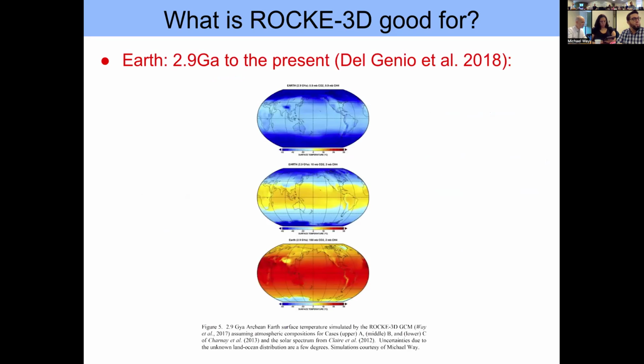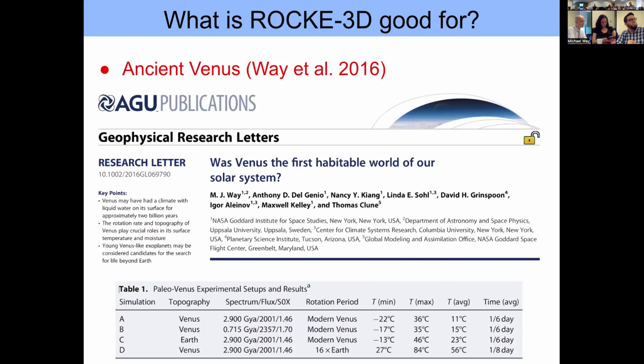Now, we've used this model to model many, many different things. Here you can see Earth 2.9 gigayears to the present from a paper that Tony Del Genio, the former leader of this group, led back in 2018, although we've gone even farther back in time for Earth in recent days. We've looked at things like ancient Venus. This is a paper that I led back in 2016 with many members of the group sitting in this room.